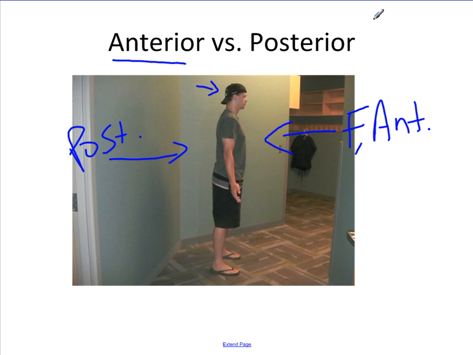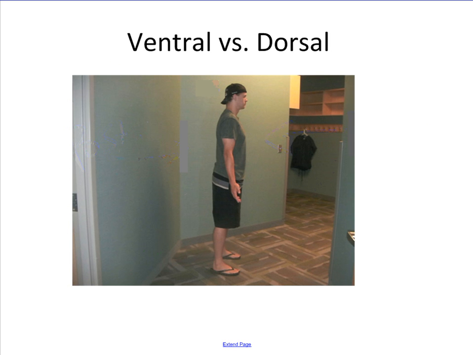But again, anterior means toward the front, and posterior means toward the back. Or I'm sorry, anterior, in front of, posterior, behind. Now, this is why you have to understand those terms in the way I describe them. Ventral and dorsal. Ventral means towards the belly. Dorsal, think the back itself.